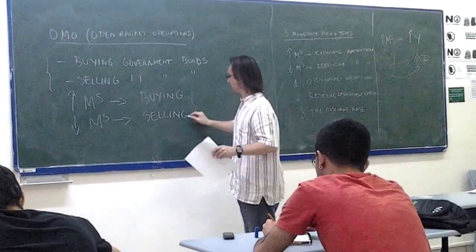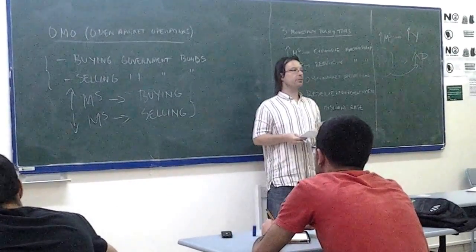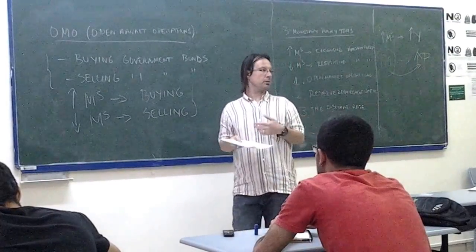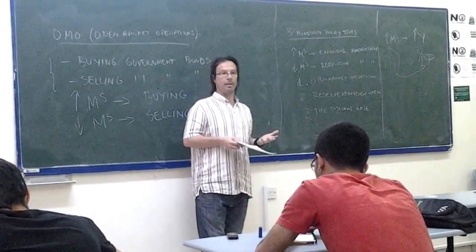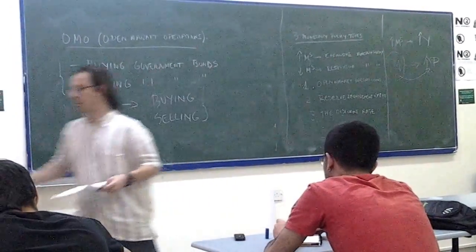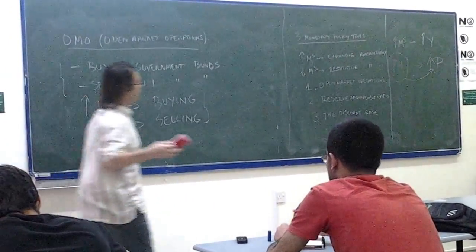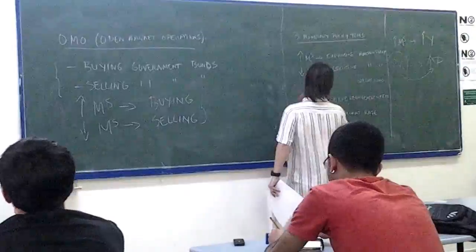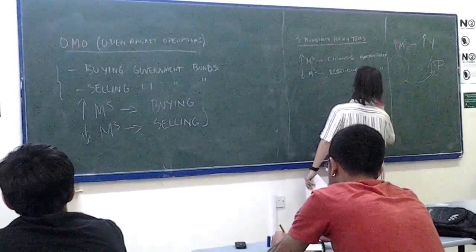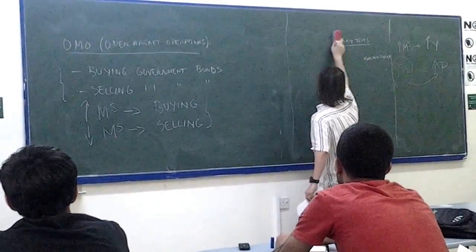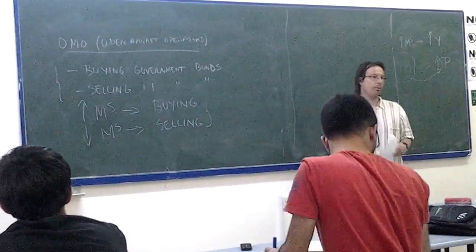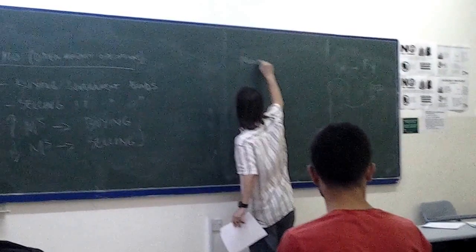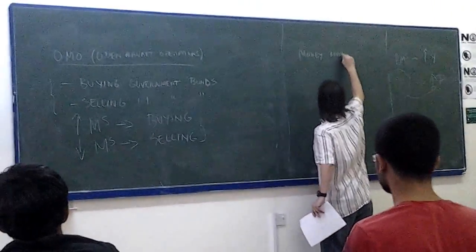So this is the situation. What happens to one of the most important macro variables, the interest rate? What happens if, for instance, we decide to change money supply? If we decide to change money supply, we can represent the change in the money market. Okay?